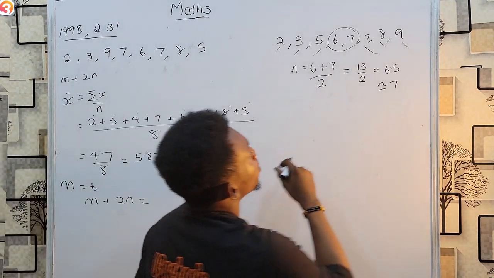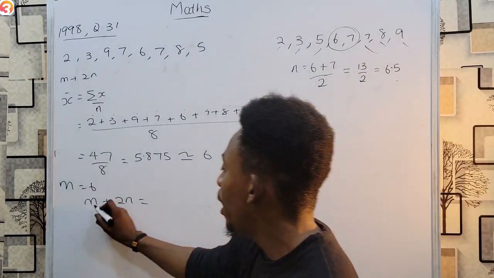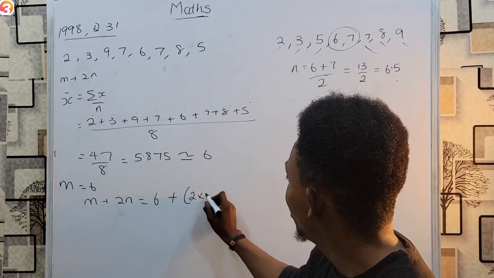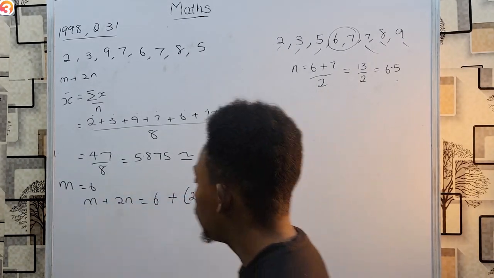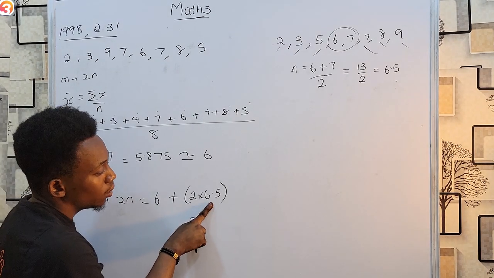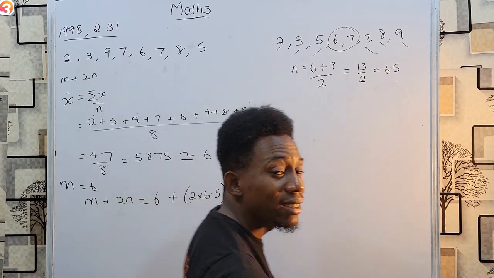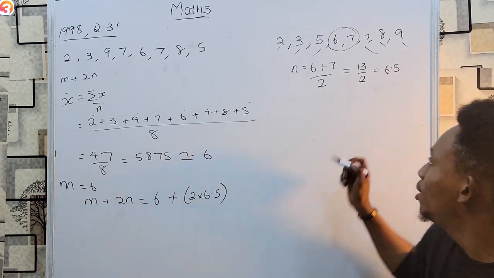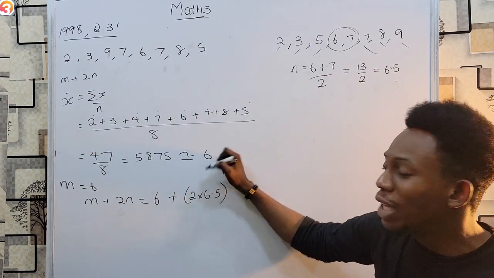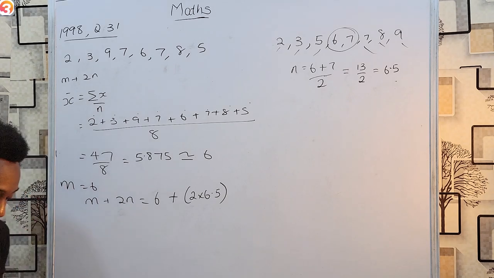As a matter of fact, let's not over approximate it. Let's just leave it at 6.5. So here, M is 6 plus 2 times 6.5. And that's why I did not approximate it, because when I multiply it, 2 times 6.5 gives me a whole number, which is 13. But if I had already approximated here to 7, then 2 times 7 would have been 14, which is a whole different number and could cause errors.